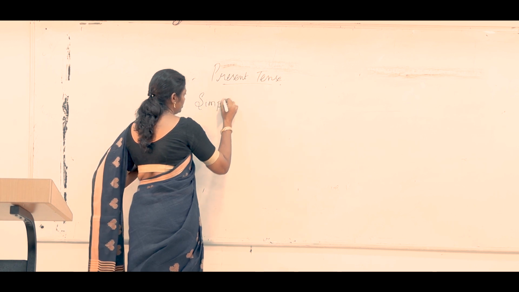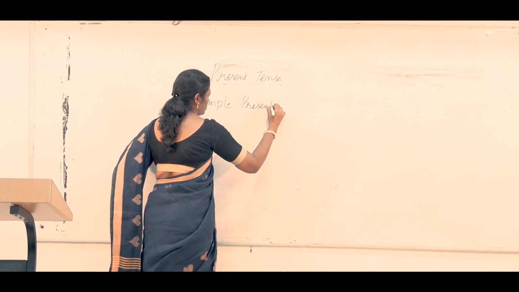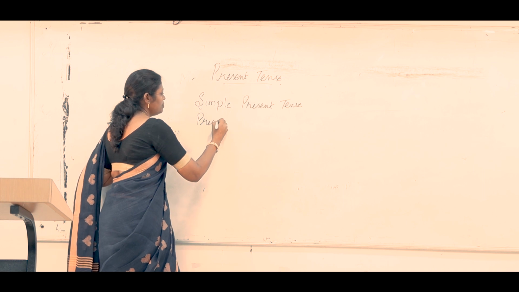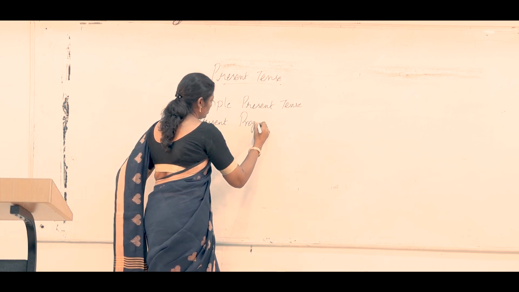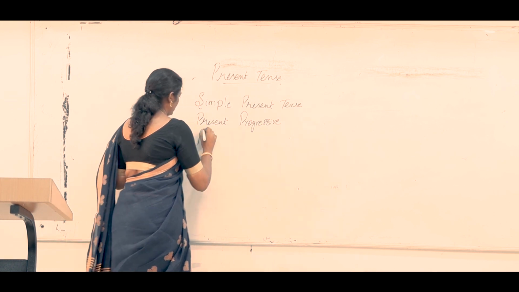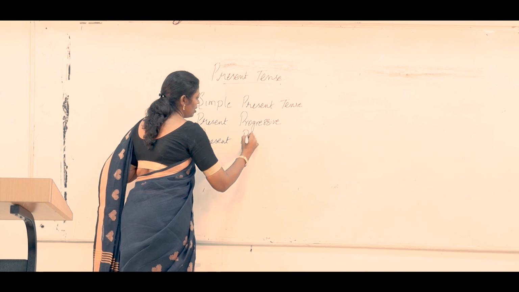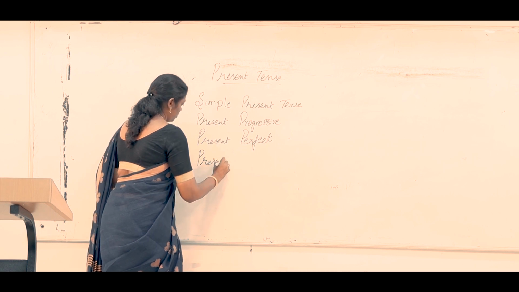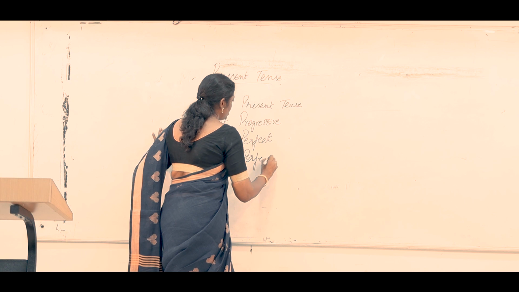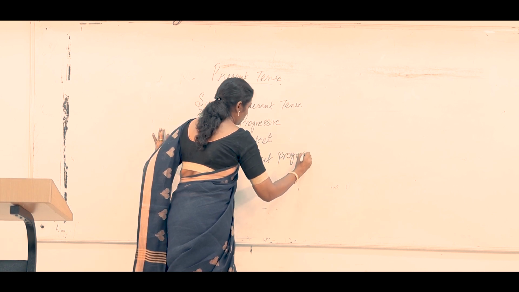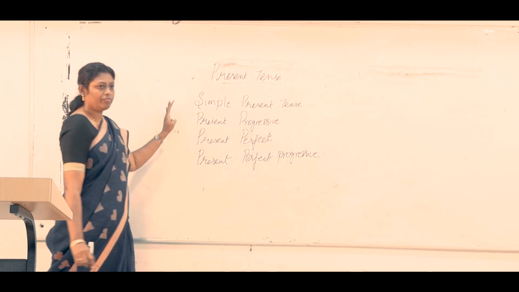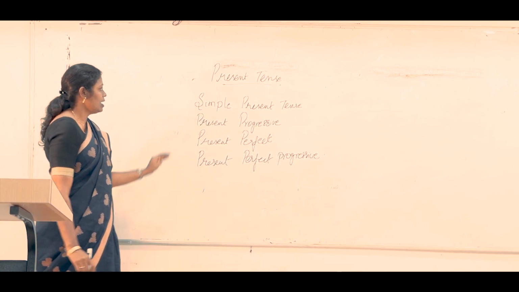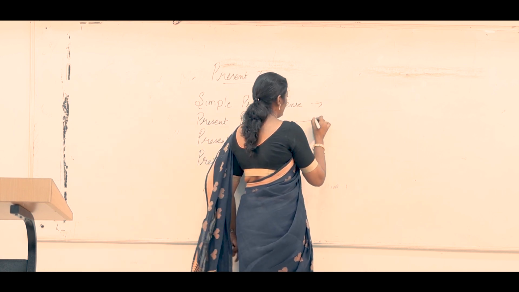We can classify this into four parts, guys: simple present tense, present progressive, present perfect, and present perfect progressive. These are the four types we have to cover under present tense. Now coming to simple present tense, very simple.